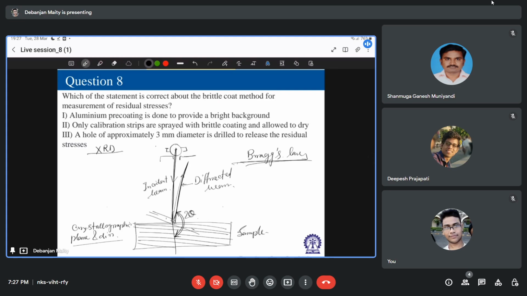So coming to the question, which of the statements is correct about the brittle coat method for measurement of residual stress? You need some aluminum pre-coating to provide a bright background. Yes, this is true. Only calibration strips are sprayed. This is false. And you need to have some hole of some specific diameter, which is 3 mm, to release the residual stress, right?